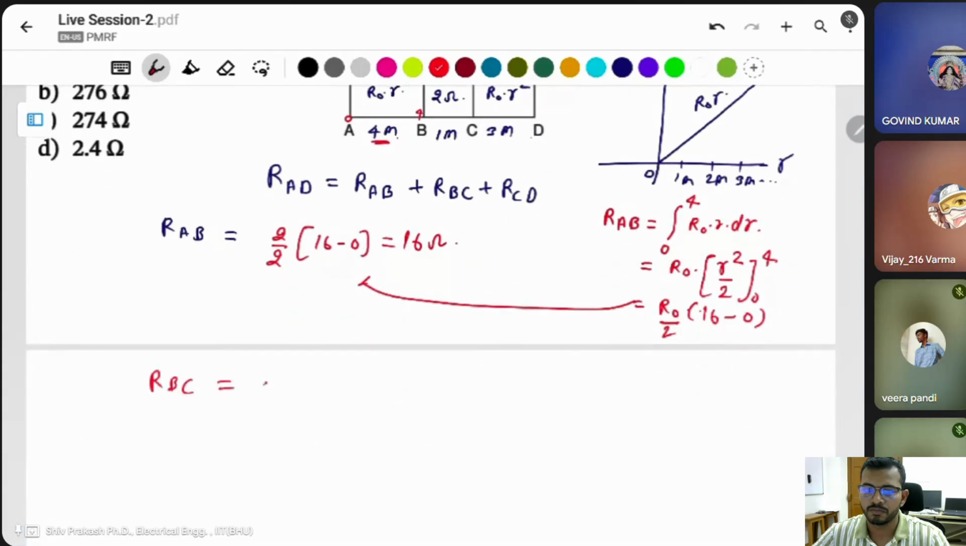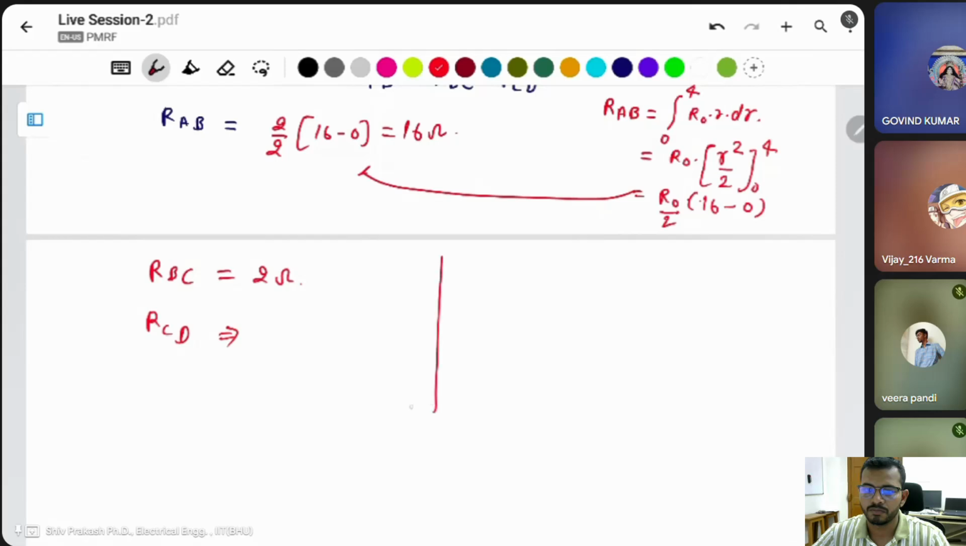RBC is given in the question, 2 ohm. And what is RCD? For RCD, there is another varying resistor given.